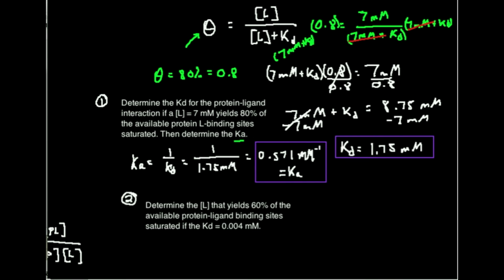Now, remember also, just a quick review of this, that if we have a high KD, that means weak binding, and if we have a low KD, that means tight binding of the ligand to the protein.